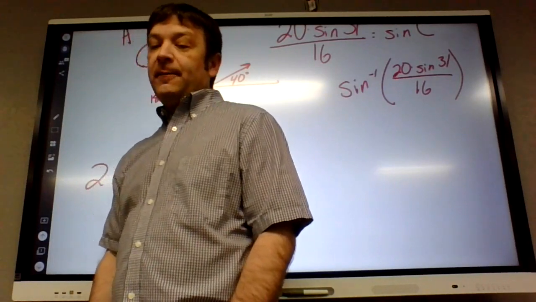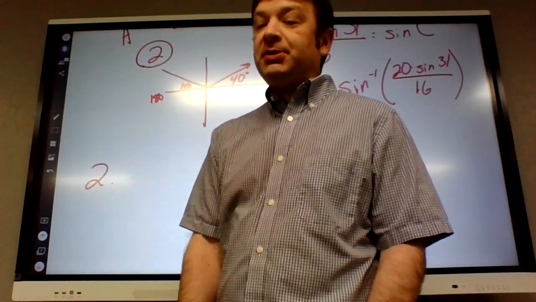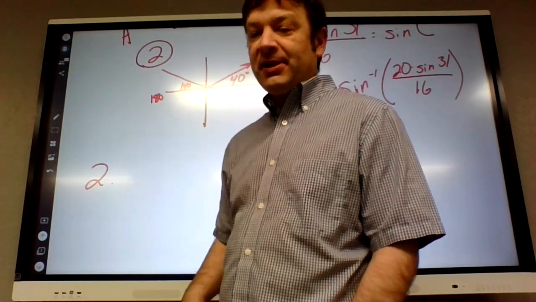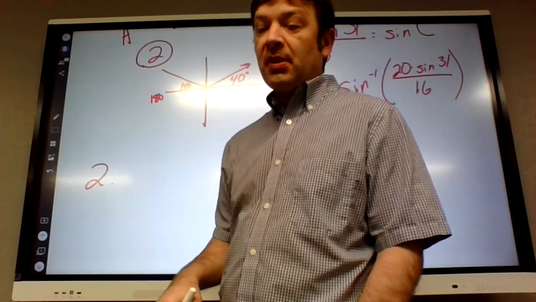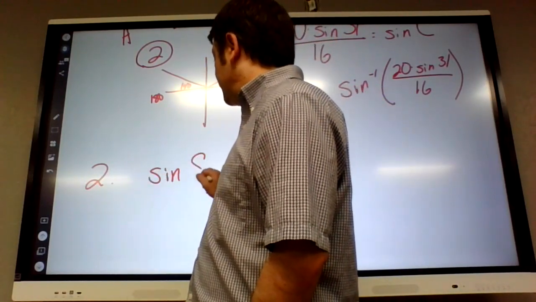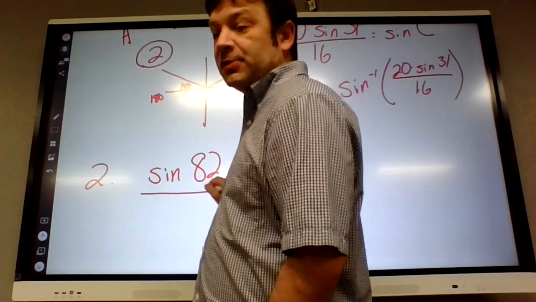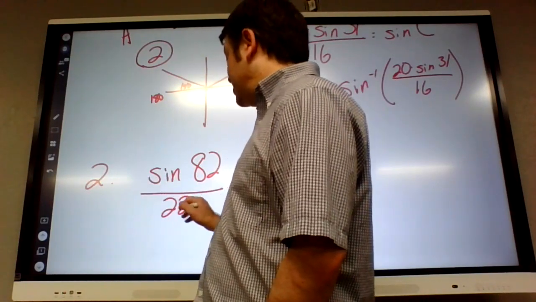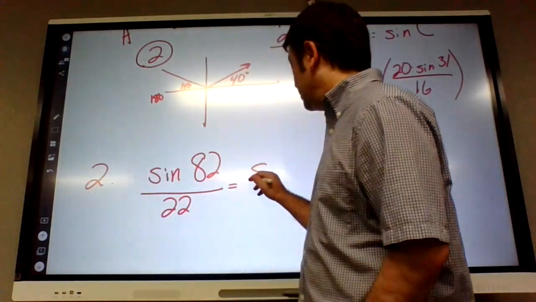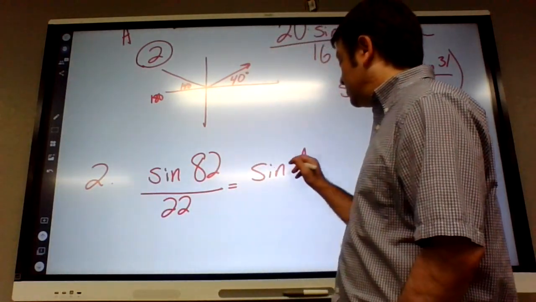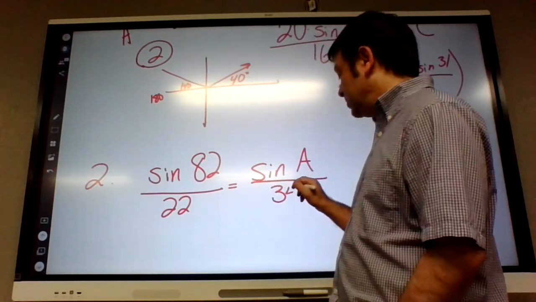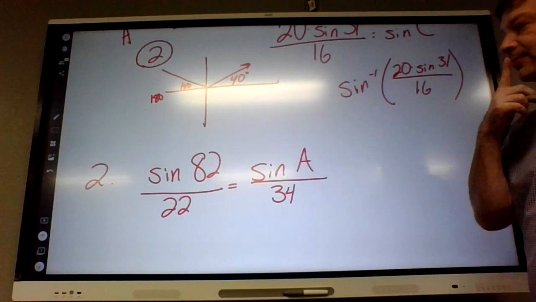Okay. Let's set up number 2 without a picture. You guys know how that one was set up? So it'd be sine of 82 over what? 22. Over 22. So sine of angle B over side B should equal sine of angle A, which we don't know, over side A, which we do know, 34. To solve an equation, you can only have one variable, right?